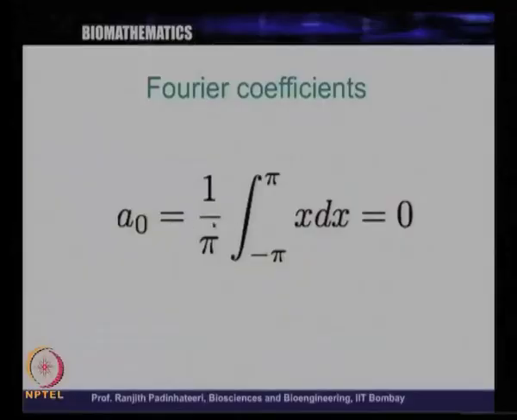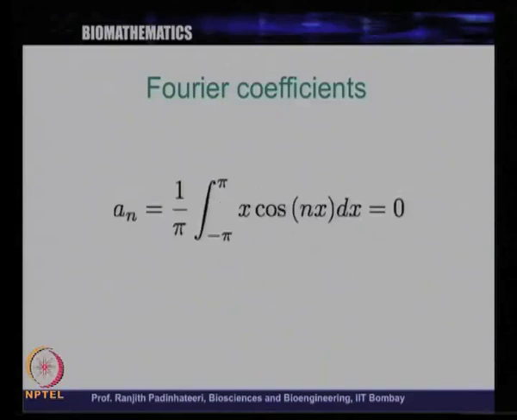A 0, one of the first Fourier coefficients, is 1 over pi integral from minus pi to plus pi of x dx, and this turns out to be 0. Now, what is the next one, which is a n? A n is 1 over pi, integral from minus pi to plus pi of x cos n x dx. This also turns out to be 0, but let us see why this is 0. Let us have a look at it.